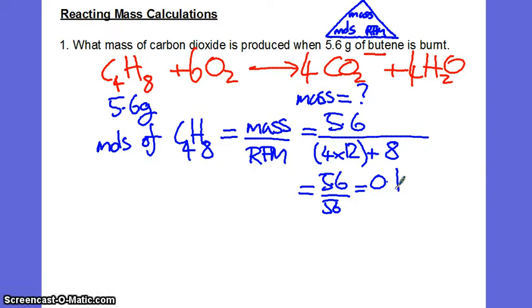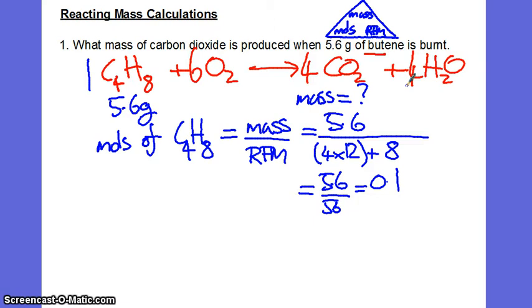The next part, we need to work out the moles of what we're trying to find out. Now we're trying to find out the mass of CO2, so we need to work out the moles of CO2. And to do that we need to look at the molar ratio. Now the molar ratio is given to us by the numbers at the front of the chemical here, or the molecule. So here we haven't got a number, so effectively we've got 1 mole of butene reacts with 6 moles of oxygen to make 4 moles of CO2 and 4 moles of water.